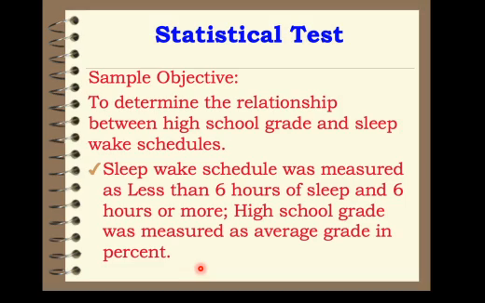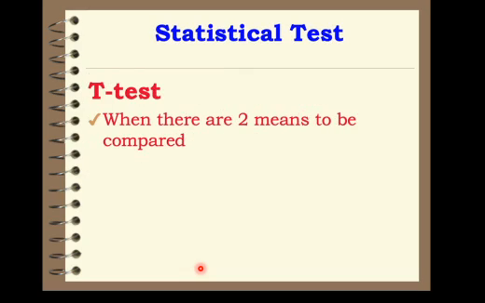In this particular objective, the independent variable is sleep-wake schedule, as we said, measured as less than 6 hours and 6 hours or more of sleep, and that's a qualitative independent variable. And high school grade was measured as average grade in percent, and that's the dependent variable measured quantitatively. And so the statistical test here is a t-test.